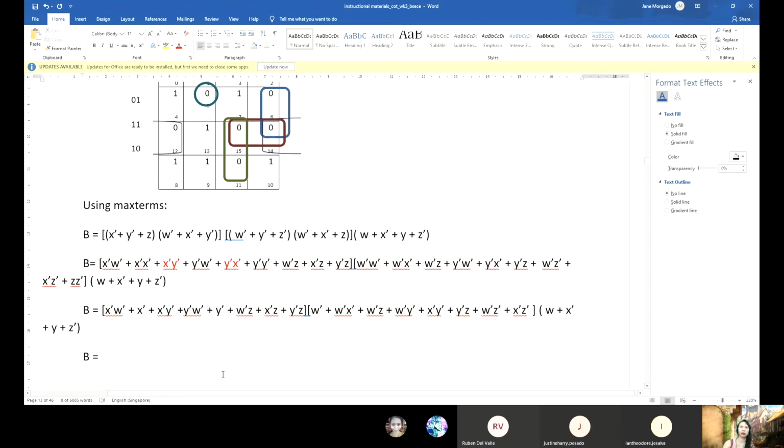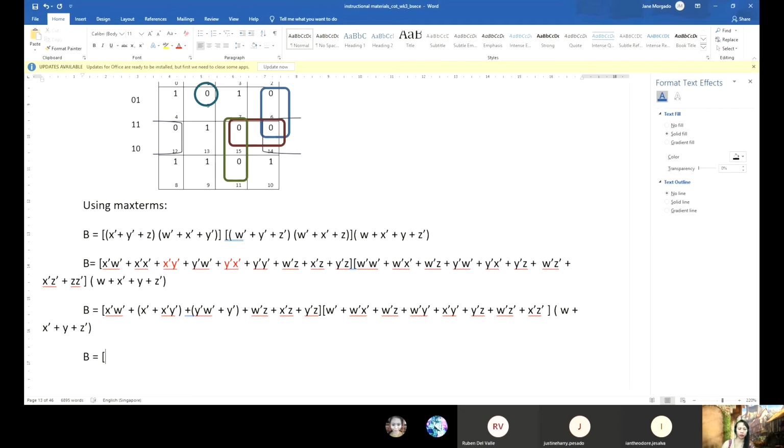Okay, so we may associate this. What else? So this one also. Okay. So that's it for now. So we're just doing this step by step. Okay, x prime. Okay, what's the answer for this one? This is x prime plus, okay, y prime, okay, plus w prime z plus x prime z plus y prime z.